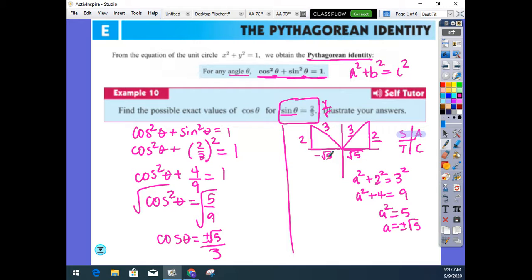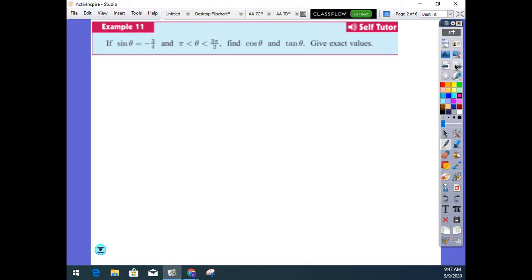So as soon as you set up your triangles, what is cosine? Cosine is x over r. And so we end up with plus or minus square root of 5 over 3, which is just like that. So it's technically doing the same thing. It just depends on your preference. Now, I think the second example is much easier my way.